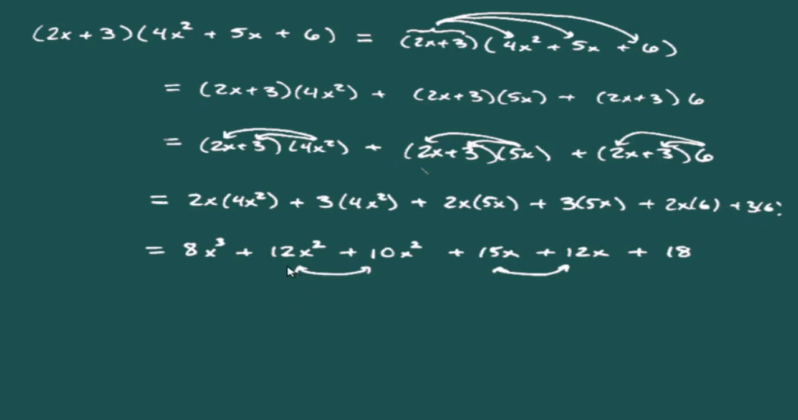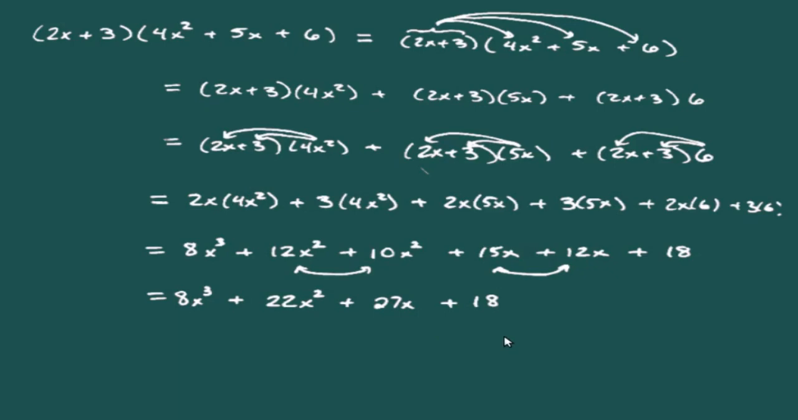Now we're able to combine as like terms the 12x squared and the 10x squared and the 15x and the 12x. And so as a final answer, we've got our 8x cubed plus 12 plus 10 gives us 22x squared plus 15 plus 12 gives us 27x plus 18.